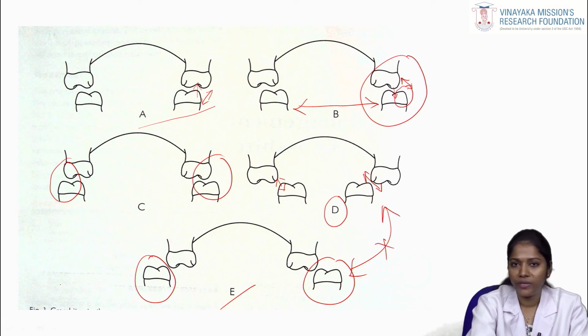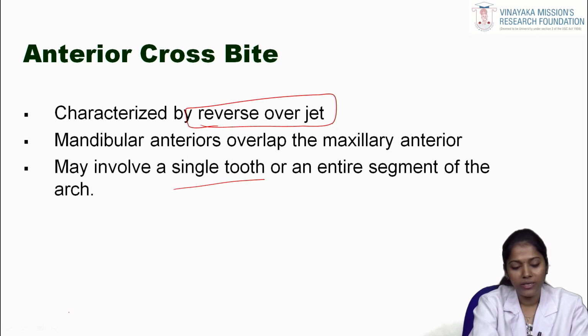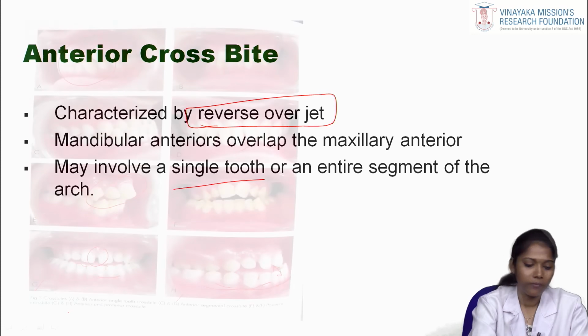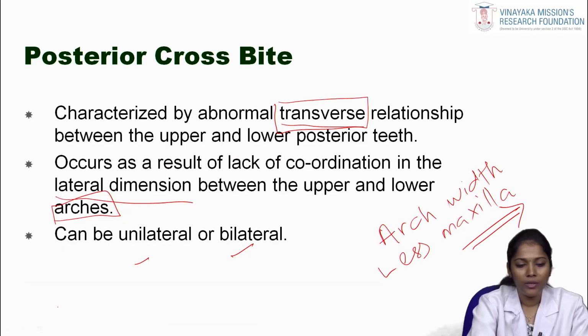Buccal non-occlusion, if it happens bilaterally, is known as Brody's bite. This crossbite is a typical scenario seen in the transverse plane. That is, the posterior buccal crossbite is seen in the transverse plane, whereas anterior crossbite is seen in the anterior-posterior plane. And we have seen different kinds of situations here.